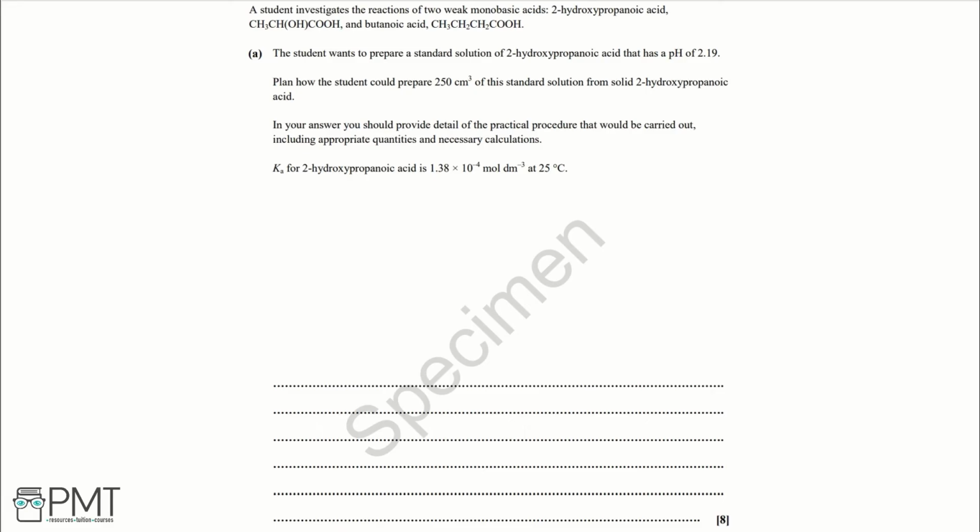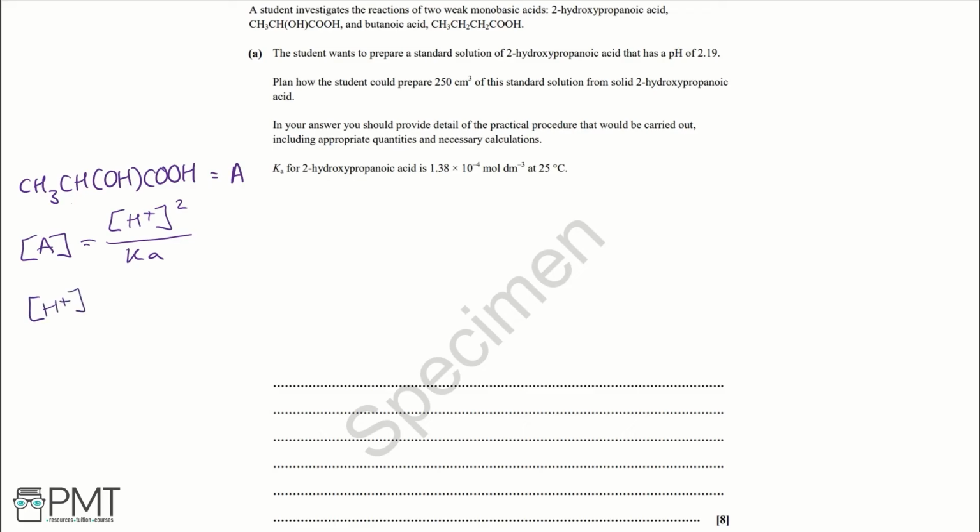The Ka for 2-hydroxypropanoic acid is 1.38 times 10 to the negative 4 moles per decimeter cubed at 25 degrees Celsius. So firstly, on the side, I've written a little abbreviation we're going to use just to tidy up our working out throughout. So firstly, we want to work out the concentration of A, and we're going to do this by H plus squared divided by Ka. That's the equation we're going to be using, but we're also going to be using the equation of H plus is equal to 10 to the minus pH.